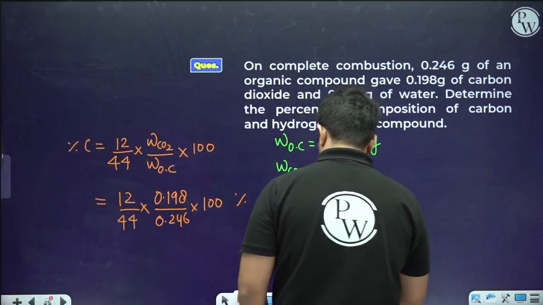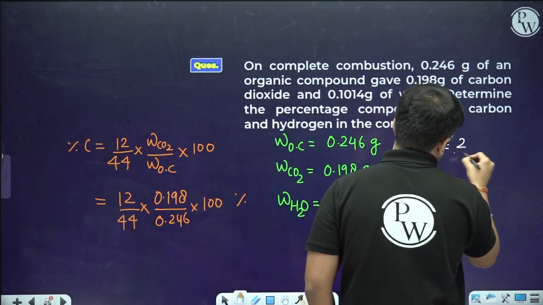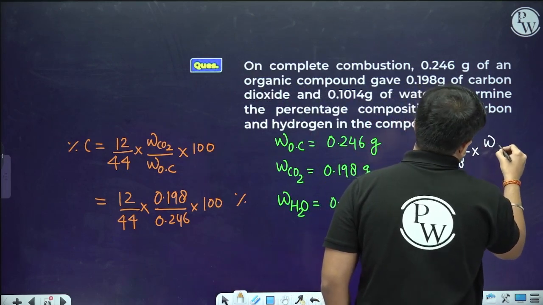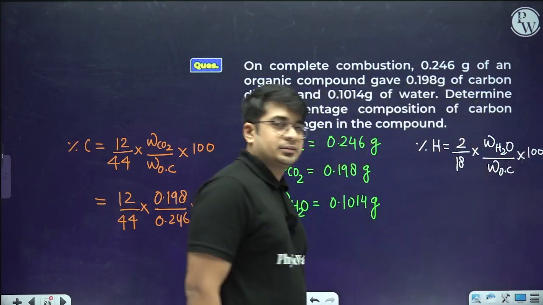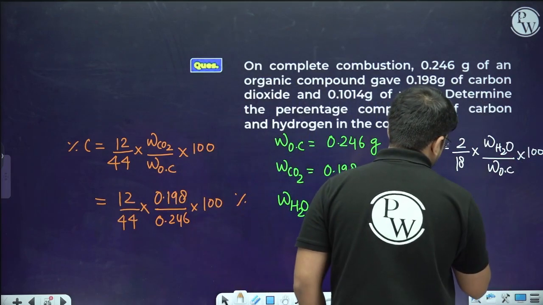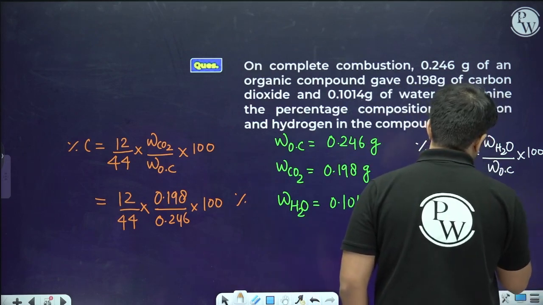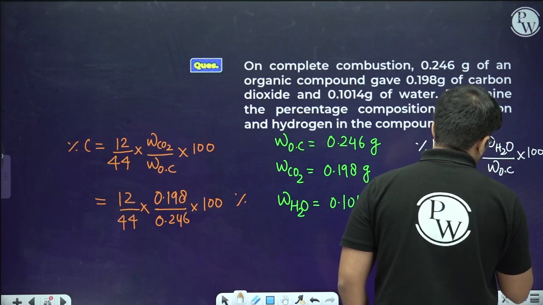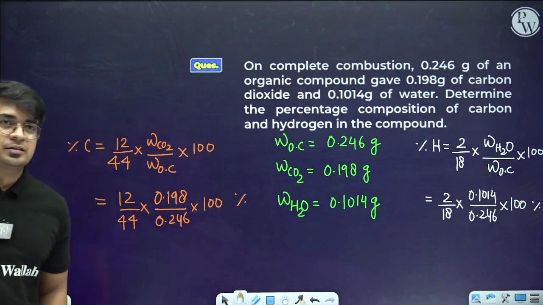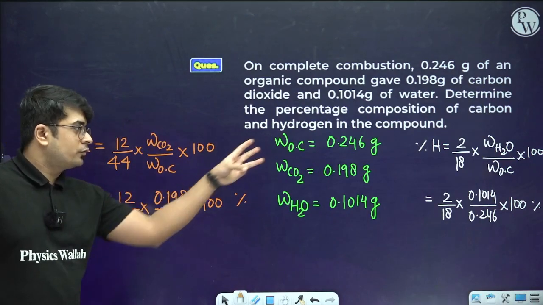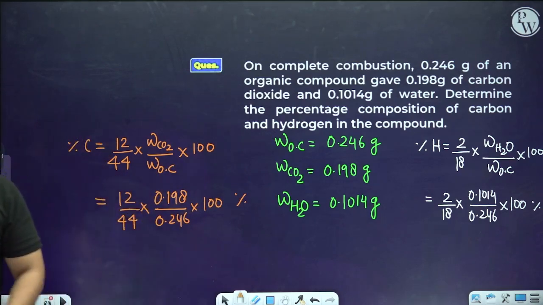In the same way, if I talk about the next part, which is percentage of hydrogen, I can say it must be 2 by 18 multiplied by W of H2O divided by W of organic compound multiplied by 100. So that will be 2 divided by 18 multiplied by W of H2O, which is 0.1014, divided by 0.246 multiplied by 100%. So just try to calculate this entire part and let me know the final answer. So that's how you can deal with this. I told you three informations are going to be given in the question and you have to use this simple formula. Okay, is that clear to everyone?